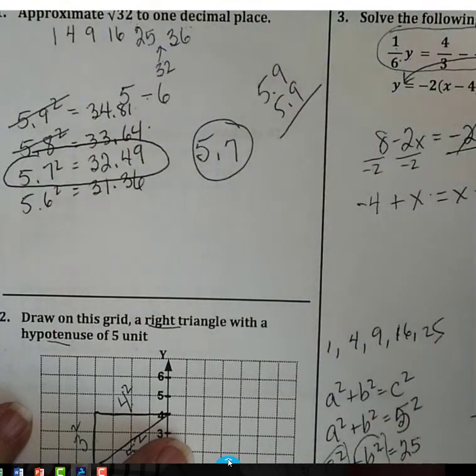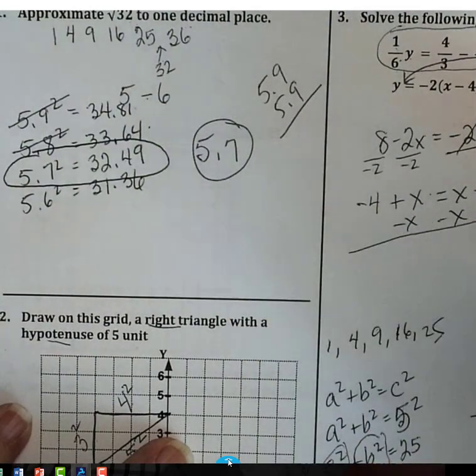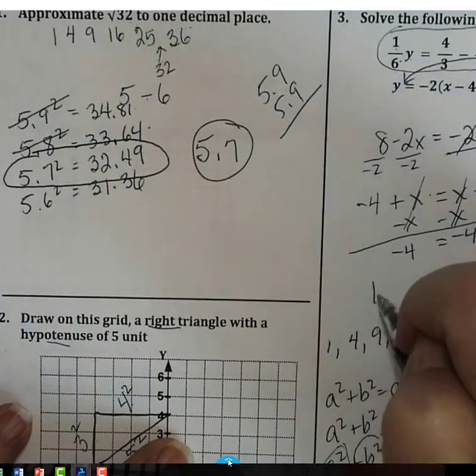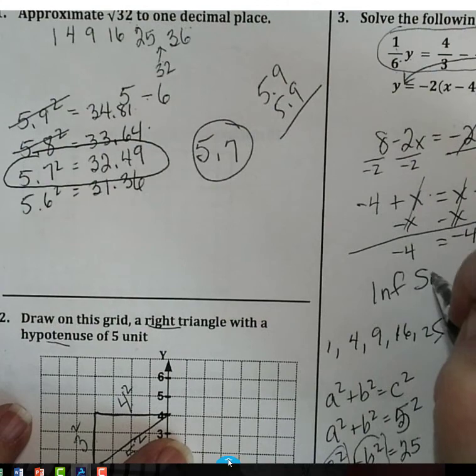Okay, so then now I like to move all my variables to the same side, and when I do that, that gets eliminated, that also gets eliminated. I get negative 4 equals negative 4, which is a true statement. And since it's a true statement, it is infinite solution.